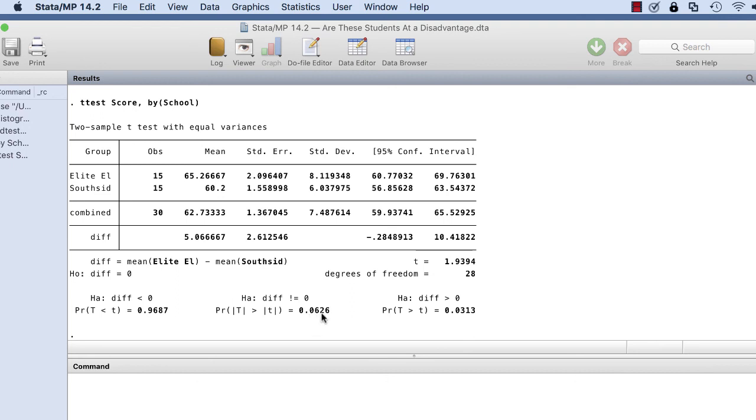In other words, is the difference due to significance or is it just due to sampling error? Well, in this case, we can say it's due to sampling error because our probability of making a type 1 error is 0.06, which is greater than 0.05. So in this case, we say that these means are not significantly different.